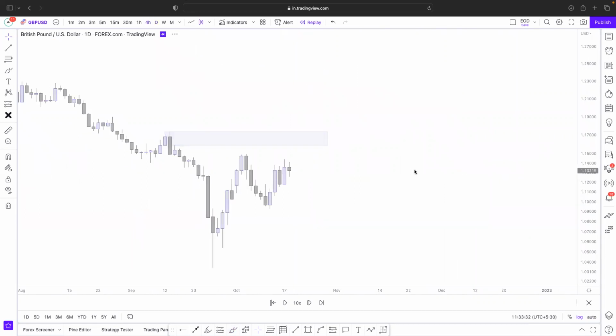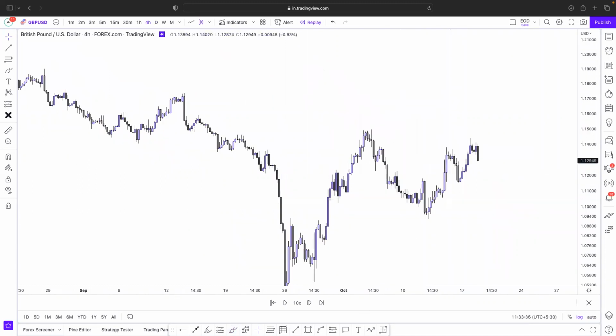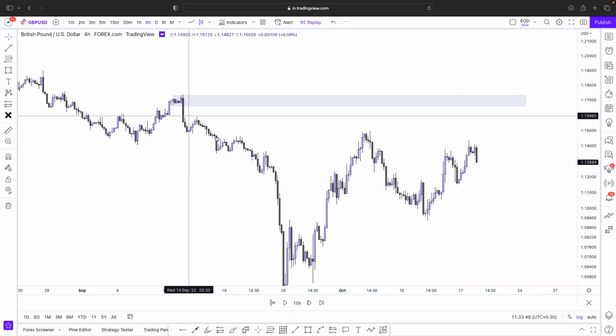But if we go to the 4 hour, what is the 4 hour doing? We will mark each and everything on the 4 hour, and we will just see if the POI is working. I will not be going to the lower time frame. Like, I could go to the lower time frame, but that would be very confusing for you guys.